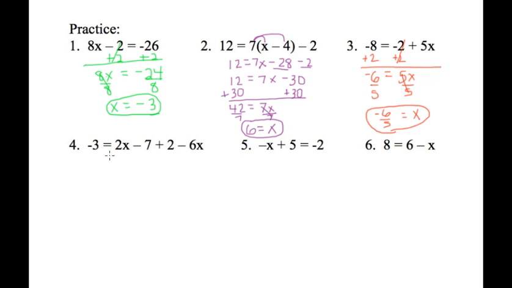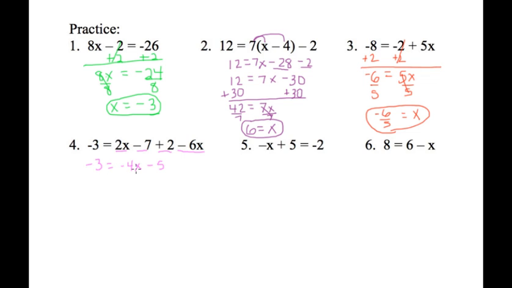Number 4. Ooh, there's some simplifying I can do. Look at this expression on this side of the equals sign. I can add like terms here, so I have negative 4x. And I can add like terms here. Negative 7 and positive 2 gives me negative 5. Again, you're adding, so think money. Bring down the rest of the problem.